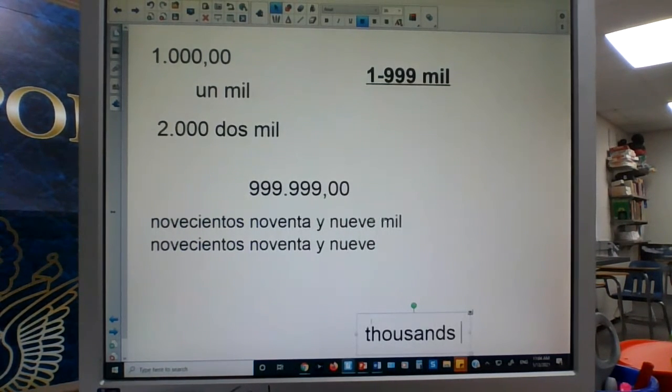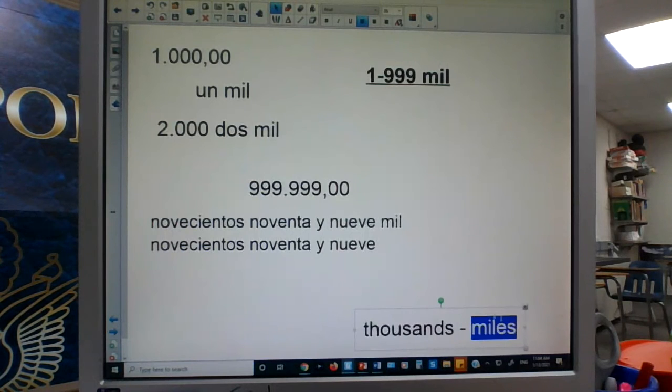Now if I want to say thousands in plural, I would have to say this in Spanish. Okay, in Spanish, rule of pluralization: if it ends in a vowel, you add s. If it ends in a consonant, you add the letters e and s. So if I want to say thousands, I say miles. It looks like miles in English, but it's pronounced differently in Spanish.